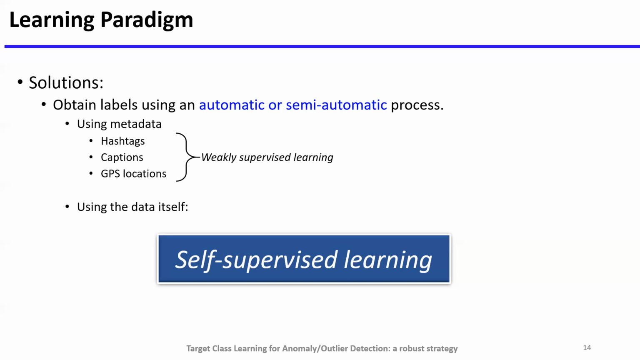Weakly supervised learning means we are deciding the labels with the help of various kinds of factors. Sometimes this approach may also not help for the variety of domains. So one very revolutionary approach is self-supervised learning, where we are learning from the data itself.